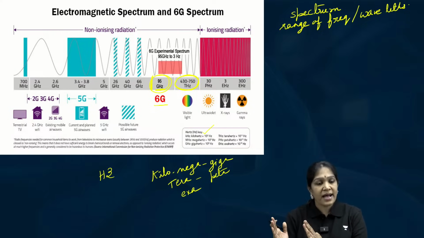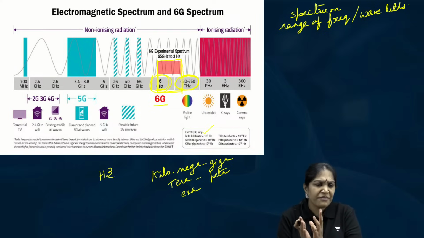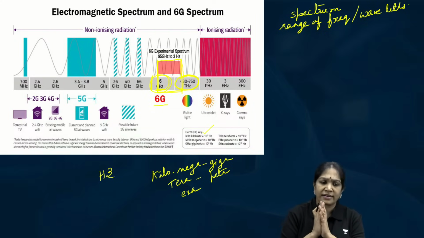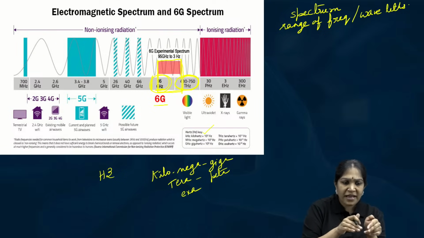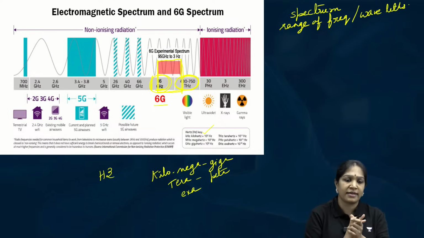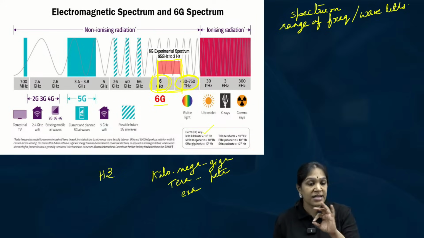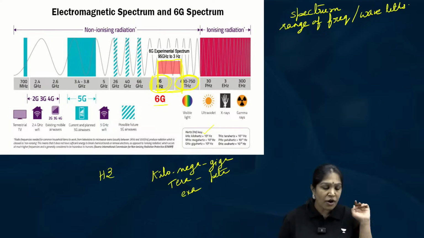End at somewhere around 430 to 750 here. This is the 6G. 95 gigahertz to somewhere around 500 terahertz like that. Is it clear? Yes. So 6G is using the terahertz range frequencies which are not used.